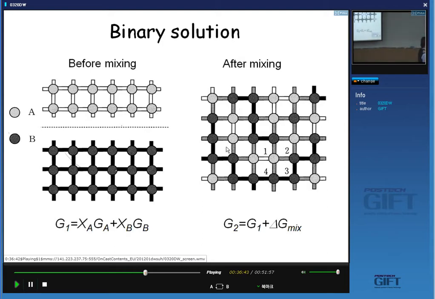How about entropy? Right. Before mixing, when we consider the solid, there is only one way of configuration. But when we mix, there are many ways of mixed configuration. So the number of configurations increases, and it contributes to the change of the entropy. So when you consider the difference of free energy before and after mixing, we call it the free energy change of mixing.